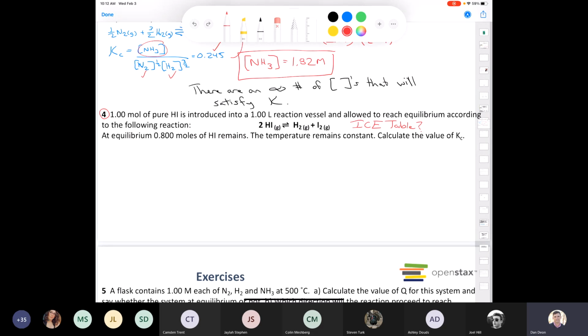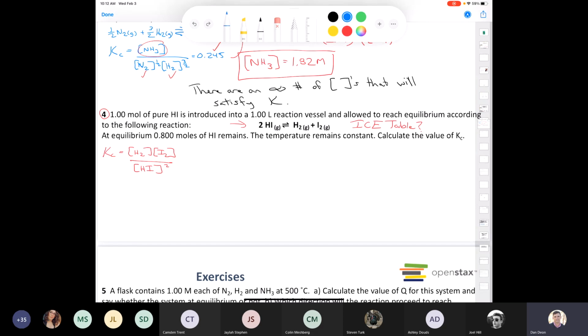Well, we know from this equation right here that our Kc is going to be equal to the concentration of H2 multiplied by the concentration of I2 divided by the concentration of HI squared, like that. But we don't have the concentration of any of these, do we? All it tells you is at the beginning you put in 1 mole of HI, and at the end you have this much HI remaining. Well, let's use the balanced equation to help us solve this problem.